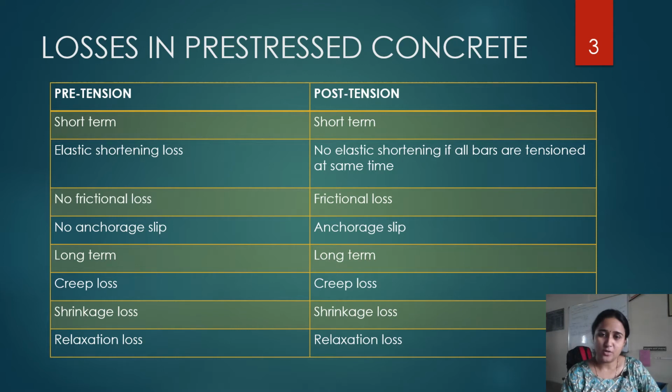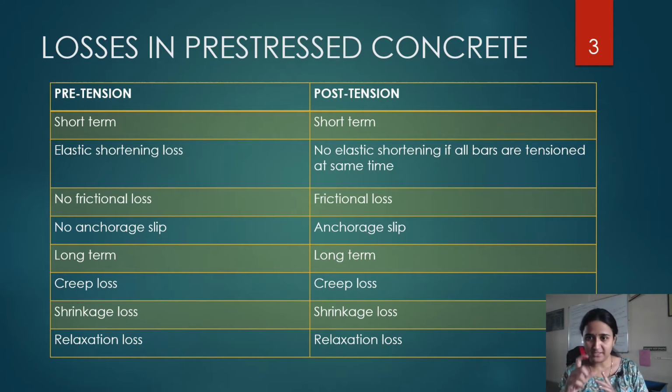Now friction loss and anchorage slip loss are there in a post-tension member and are not there in a pre-tensioning member. Again the idea behind it is that in post-tensioning we leave some space for a duct, and in that duct we put our tendon, and then we do the concreting work. After the concreting is done, we apply tension to the member and then we cut the tendons.